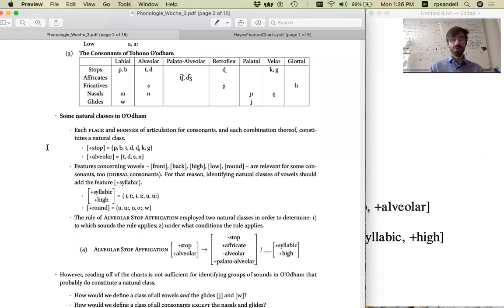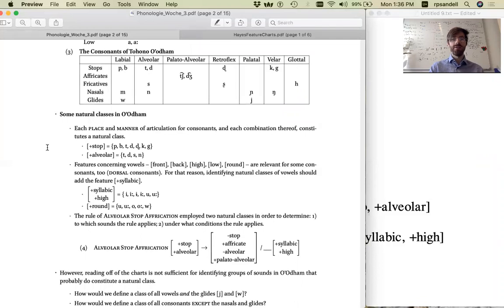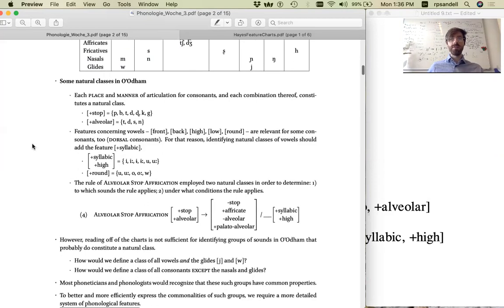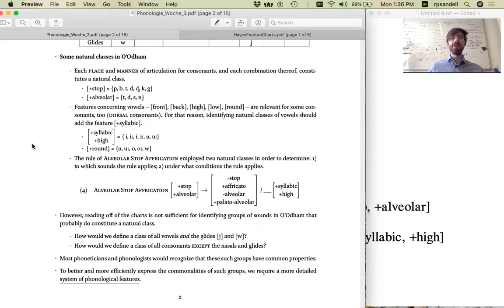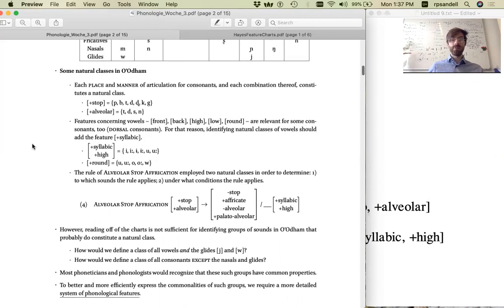And for instance, if we wanted to find a natural class of all consonants, with the exception of the nasals and the glides, so that is a natural class putting together fricatives, affricates, and stops, how would we do that? So it's clear, indeed, there are languages and there are processes that will need to refer to such groups as being natural classes, and therefore we need somewhat more precise and sophisticated terminology in order to divide those groups.